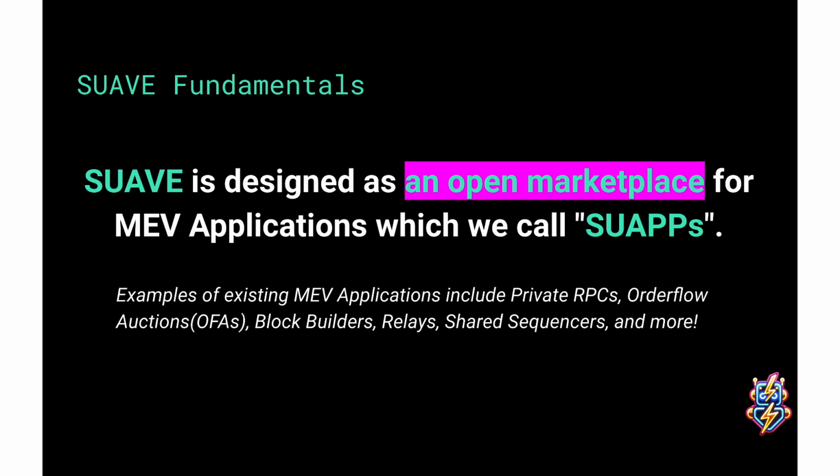At a very high level, our goal with SUAVE is to be an open marketplace for MEV applications, which we call SWAPs. That stands for SUAVE applications. Some examples of existing MEV applications or SWAPs are private RPCs, order flow auctions like MEV Share, block builders, relays, shared sequencers, and more. If you're looking for ideas here, check out the what to build on our docs. I'll show that at the end.